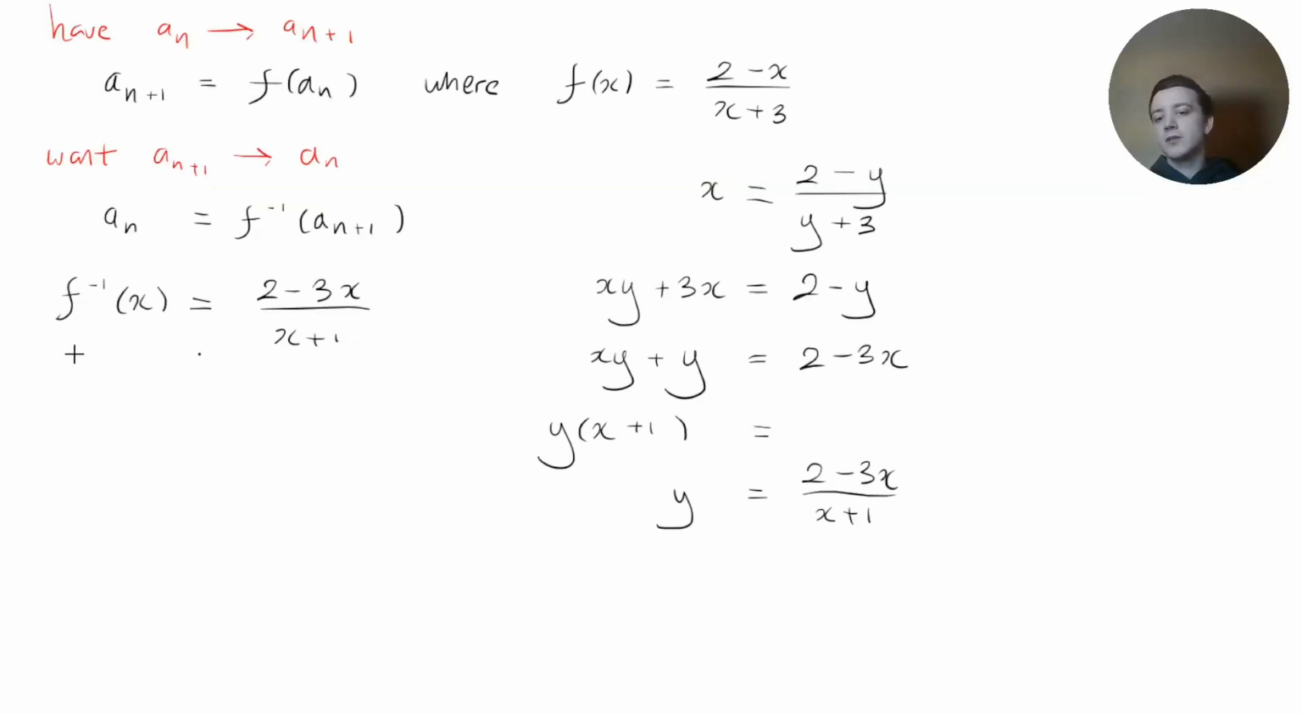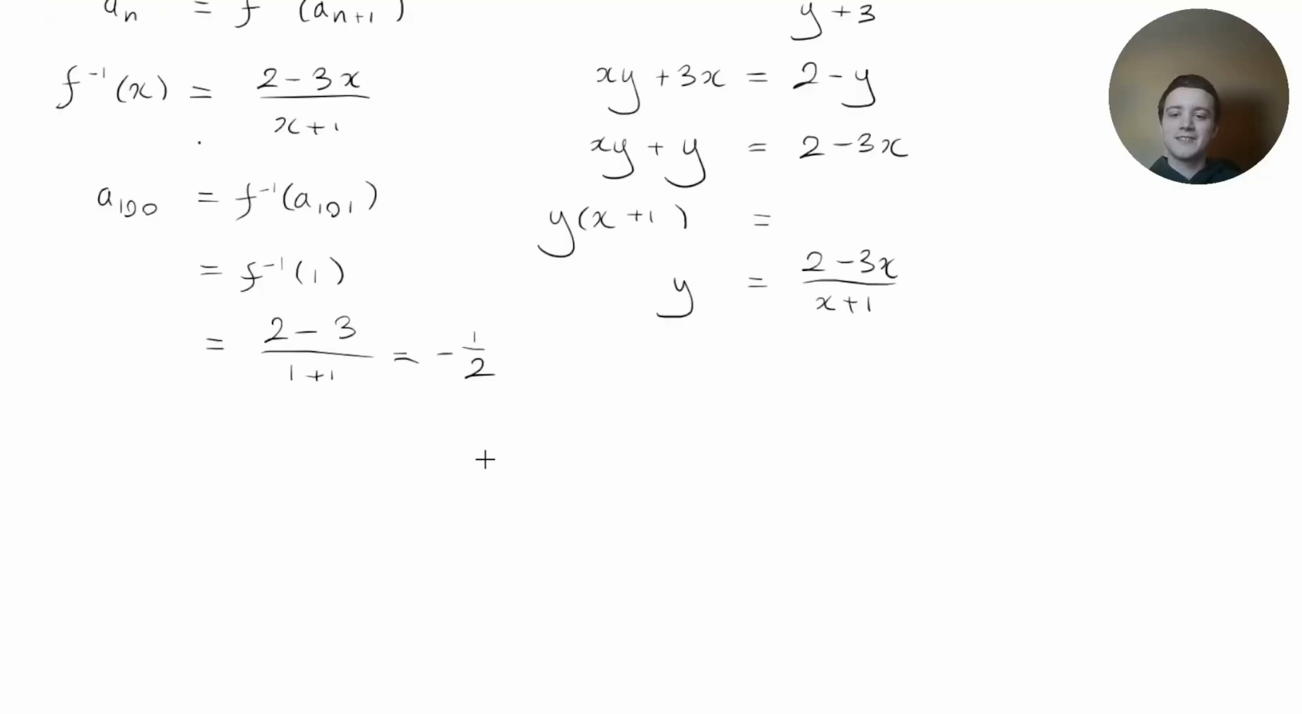Okay. Well, as we mentioned, the 100th term, a_100, is going to be the inverse applied to the 101st term. We're told that the 101st term is 1, so that's f inverse of 1, which is (2 minus 3 times 1) divided by (1 plus 1). 3 times 1 is just 3. And that is going to come out to negative a half.